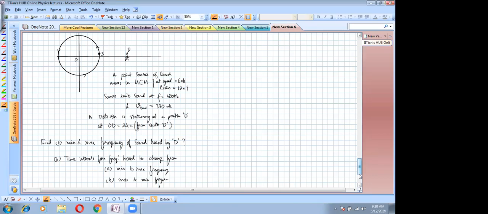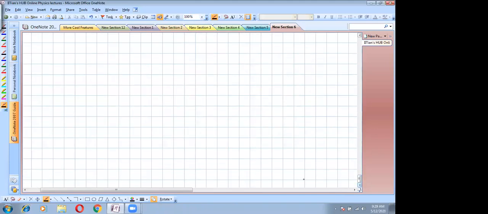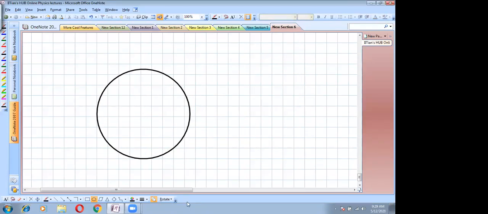Okay, so people, anybody got the answer in this? Not yet. It's very surprising because this is a very standard type of question. Anyway, so I'll explain to you. So what happens in a situation like this is maximum frequency is heard when the approach velocity is maximum, and minimum frequency is heard when the separation velocity is maximum. So this is more about mechanics than sound actually. Understanding the relationship between approach and separation velocity.